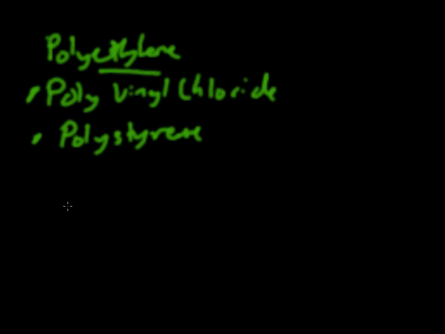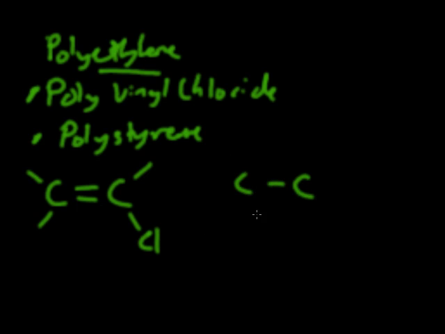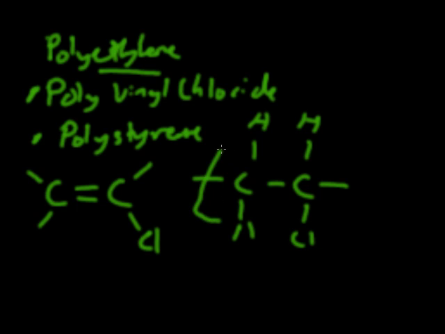I'll draw them for you now. Polyvinyl chloride begins with vinyl chloride, which is just an ethene molecule with chlorine instead of a hydrogen, and predictably that makes a polymer like so. So these brackets mean that that's one unit, and it's repeated. This unit is repeated thousands of times. So that's polyvinyl chloride, also known as PVC.